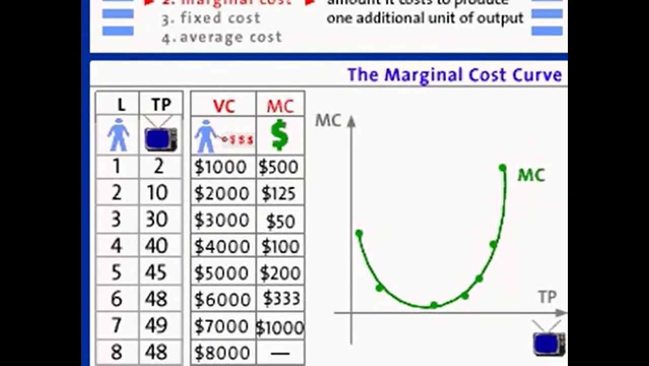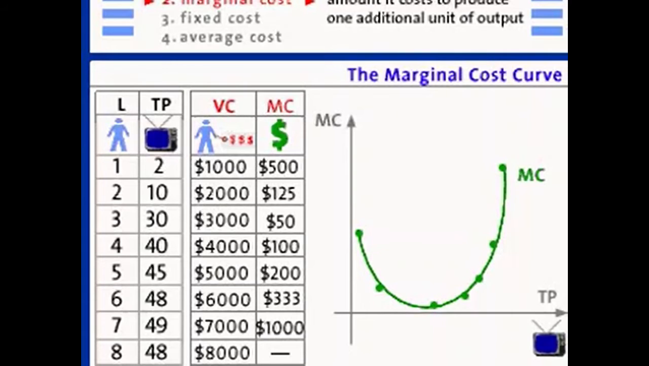When you're only producing 2 units, the marginal cost of an extra unit is high. But if you're producing 30 televisions, the marginal cost of an extra unit is low. Now, you might ask yourself, why is that? Why does the marginal cost of production vary as you change the quantity that you are producing? What do you think? The answer is this. Costs and productivity are reciprocally related.